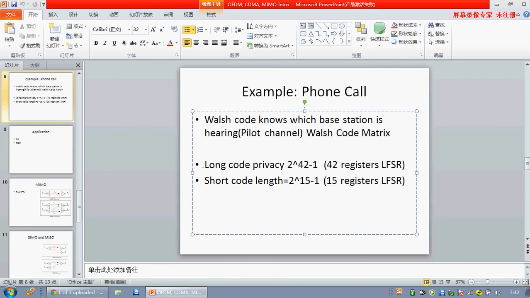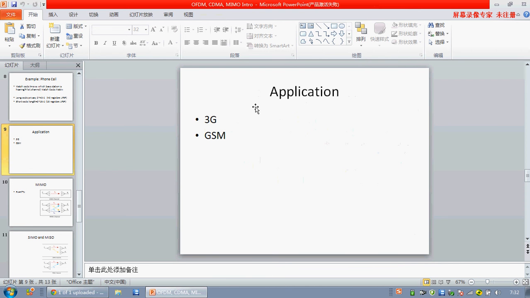And then we use the long code, which has 42 registers and an LFSR, the linear feedback shift register. So you have a privacy of 2 to the 42 milliseconds. That's huge. And then we run through the short code length, which is 2 to the 15 milliseconds. And then we can communicate. We can also have some applications on 3G and GSM, but that's a different category. My contribution is Wi-Fi and Bluetooth, so I'd love to jump into the next one.